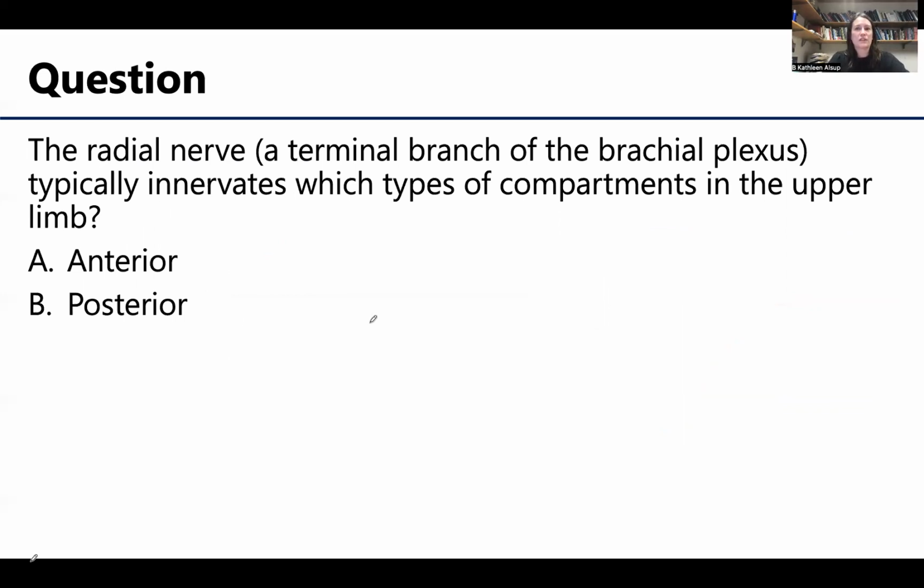Okay, I bet you were expecting this question. All right, the radial nerve, which is a terminal branch of the brachial plexus. I think at this point we've named all the terminal branches. This radial nerve is going to innervate which types of compartments in the upper limb? Is it radial nerve equals anterior, or is it radial nerve equals posterior? And hopefully you remember my chant from before, radial nerve equals posterior. So the radial nerve will be innervating the posterior compartment of the arm and the forearm. When we're talking about anterior forearm, that's mostly median nerve with a little bit of ulnar. And then anterior arm is going to be musculocutaneous.